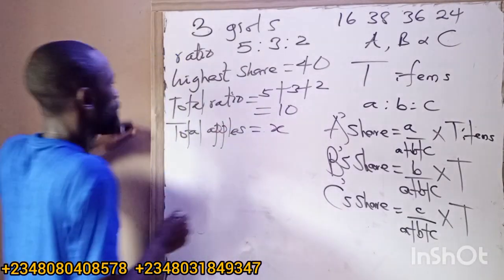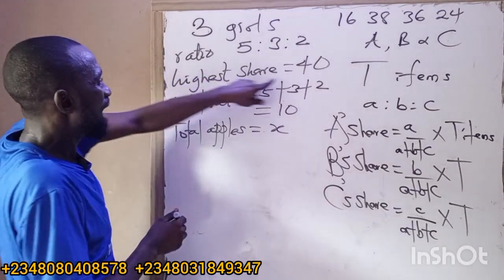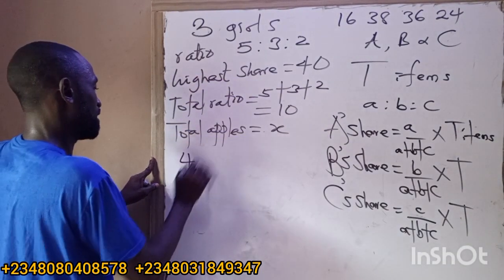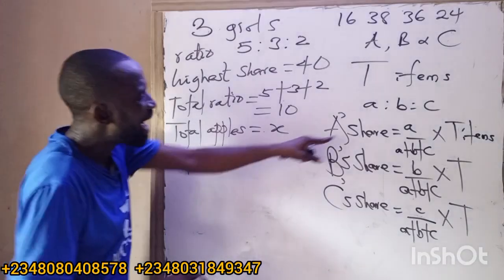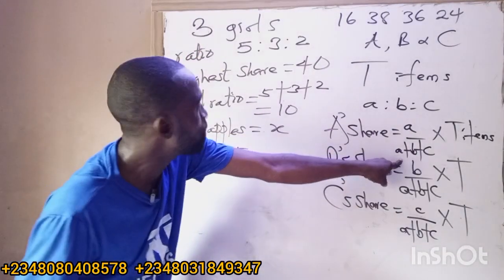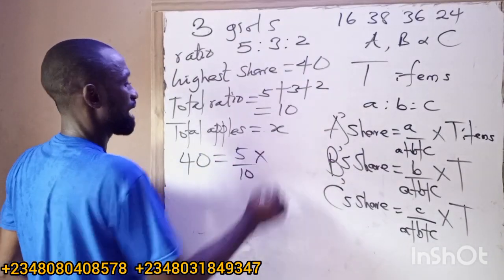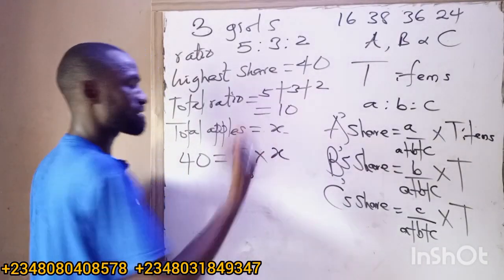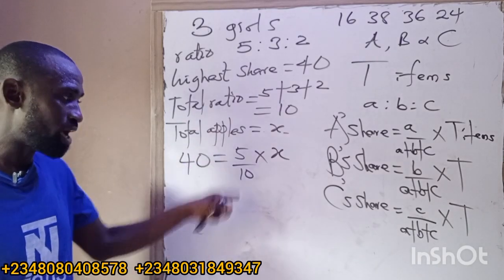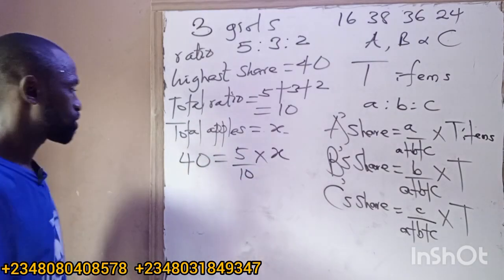Is X. So we're now having the highest share, which is what now? 40 is equal to what now? Highest ratio, which is 5, all over total ratio, which is 10, times total item, which is X. I don't know the total item. The first thing is, let us get the total item. Once we get the total item, we can get what now? The smallest share.